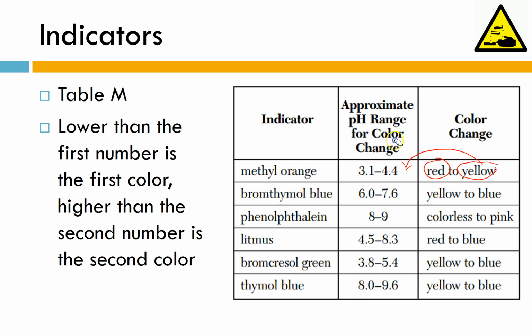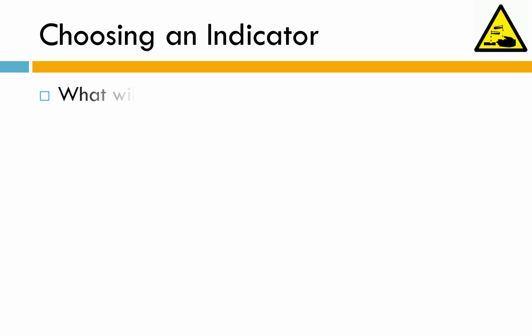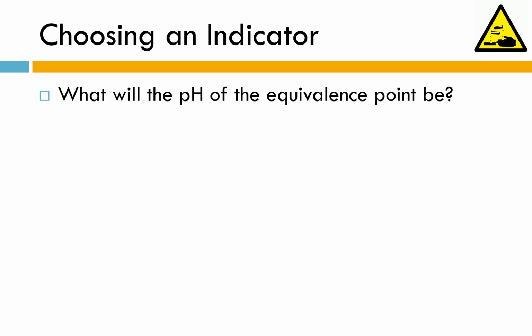When you go to do a titration, you can't just take any indicator and use it. You're not going to get very good results that way. There's a little bit more to it. When it comes to choosing an indicator, you have to have an idea of what the pH of the equivalence point will be. Do you have a strong acid arm wrestling a weak base? In that case, you're going to see an acidic endpoint and a low pH.